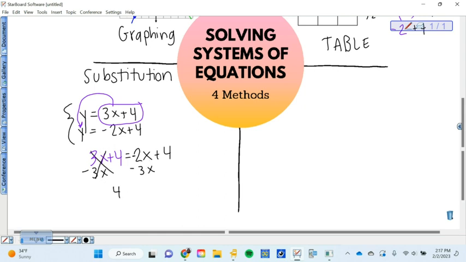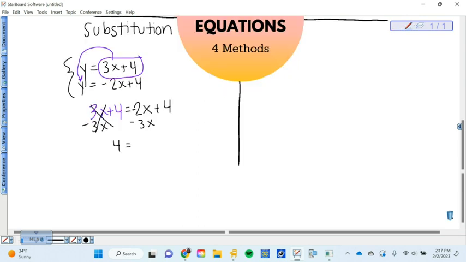So I've got 4 equals. What's negative 2x minus 3x? Negative 5x plus 4. And now what? Divide. Wait, no, not that yet. Subtract first. Exactly. What do I subtract? 4 from both sides. Minus 4, minus 4. These ones cancel out, so I just have negative 5x equals, what's 4 minus 4? 0. So now what's my last step to solve for x?